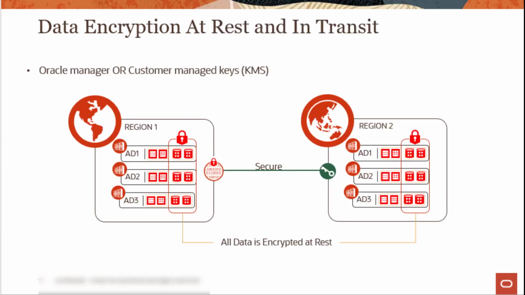So here we basically have a pictorial representation of the data encryption at rest and in transit. Here we can see that we have our compute and storage and data stored in multiple ADs in region 1 and then in multiple ADs in region 2. All data is encrypted at rest and also during transit. So the link between the regions is also secure and data is encrypted when it's transferred between these two regions, if it is transferred. The keys that are used for encryption can be Oracle managed or customer managed.